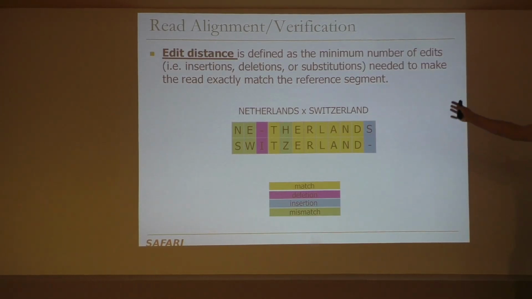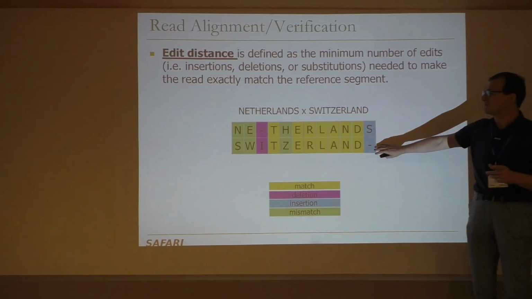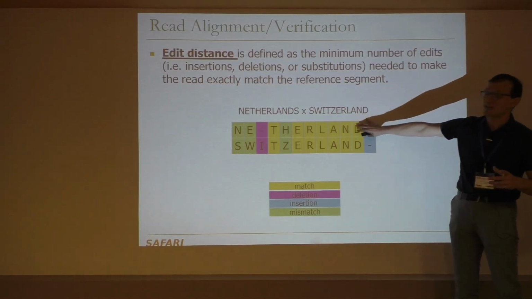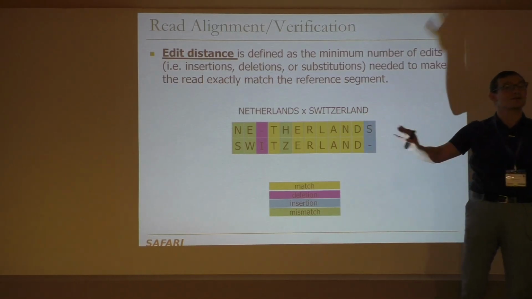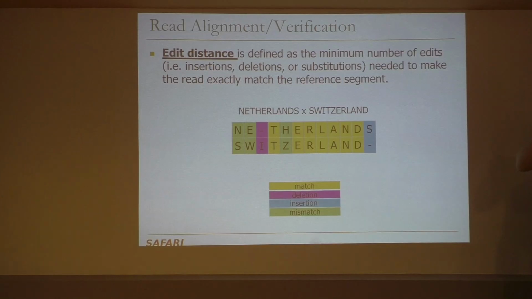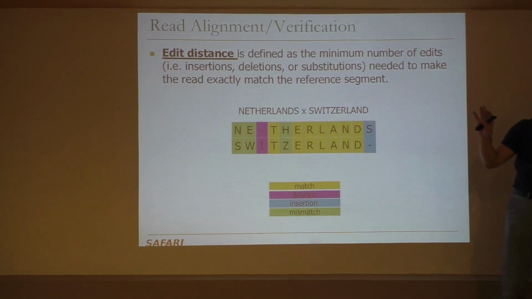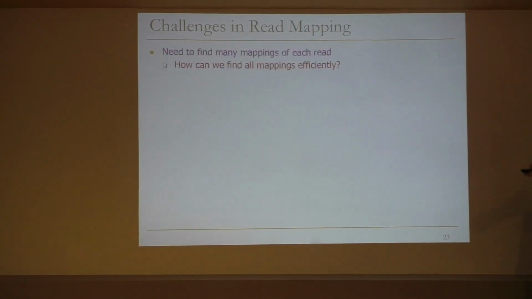We want to get rid of these comparisons as much as possible. So, for example, if you have a reference genome part that completely doesn't match Netherlands for some reason, you don't want to do this comparison. You want to quickly figure out that this Netherlands is not going to match this part in the reference genome, and not do that comparison. That's going to be the basis of the ideas that we're going to talk about. So let's talk about the challenge a little bit more.